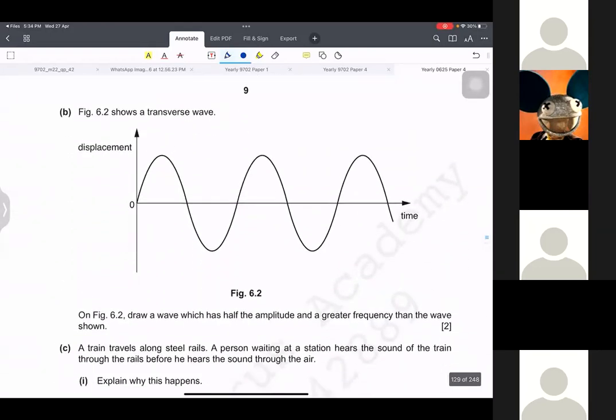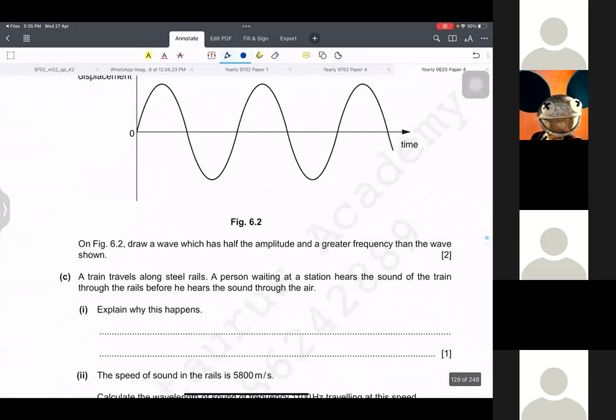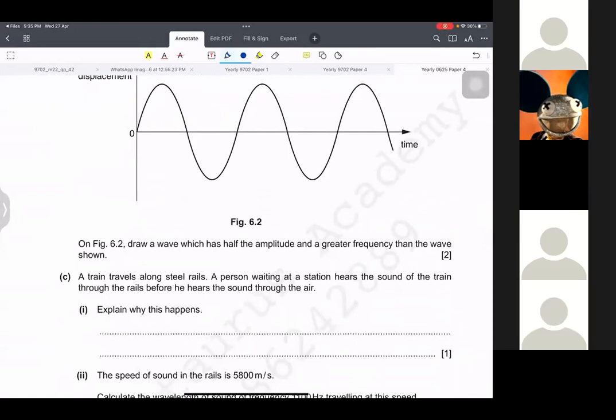Okay, then transverse wave. On figure, draw a wave which has half the amplitude and greater frequency. Half amplitude would be somewhere here.